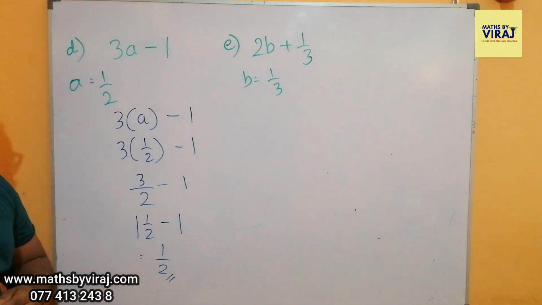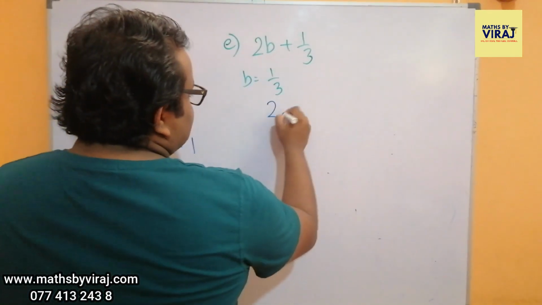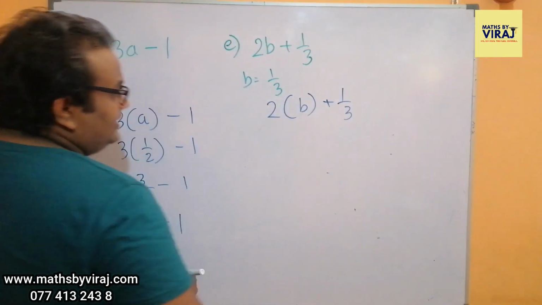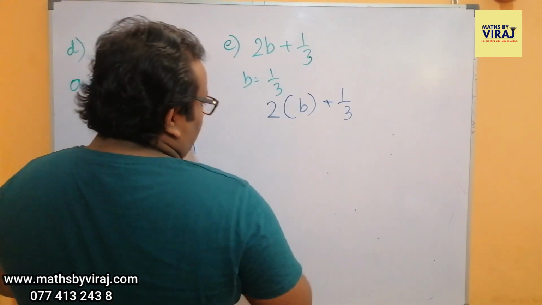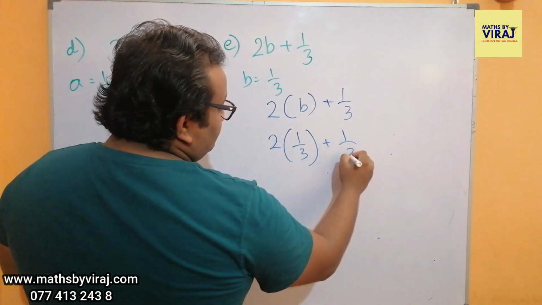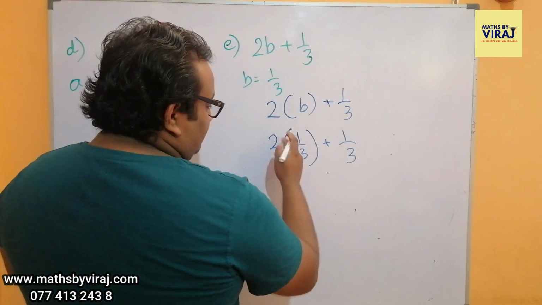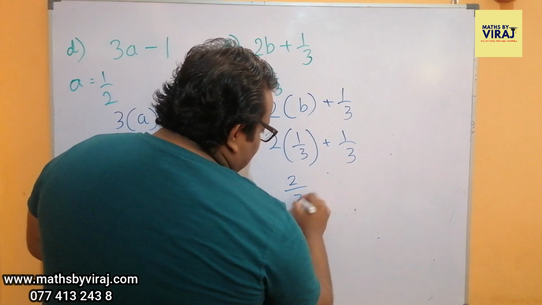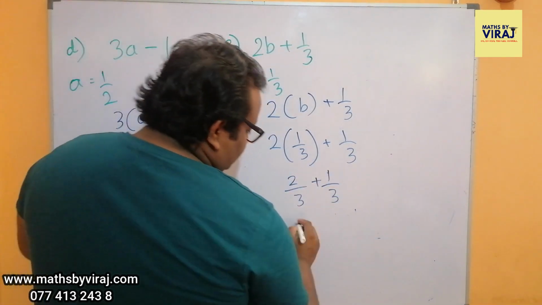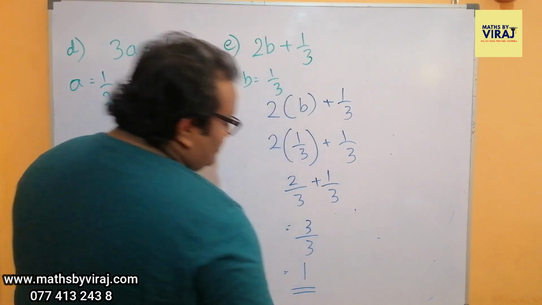The answer is half. Similarly, here 2 is multiplied by b and 1/3 is added. Instead of b we have 1/3. 2 times 1/3 plus 1 over 3. Here when you multiply plus and plus, the answer is 2 over 3 plus 1 over 3. 2 plus 1, 3 over 3. The answer is whole number 1.